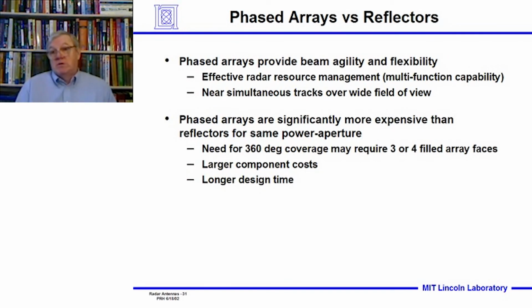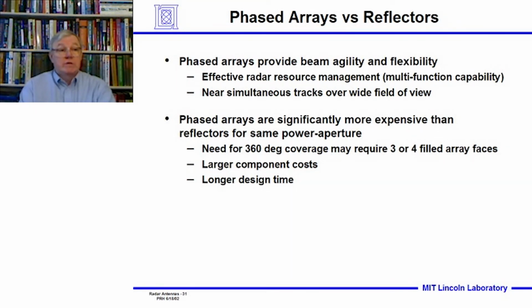You're going to have to build phased arrays or use other modes of scanning. I haven't gone into other modes of scanning other than phased arrays and reflectors. There are antennas that scan with frequency shifting, which is another topic, I don't have the time in this lecture to go into that. But to contrast phased arrays and reflectors, phased arrays provide beam agility and flexibility. You can do multiple functions. You can have a set of beams that are doing surveillance down at the horizon, and at the same time you're tracking targets way above the horizon. So you can do near simultaneous tracks over a wide field of view.